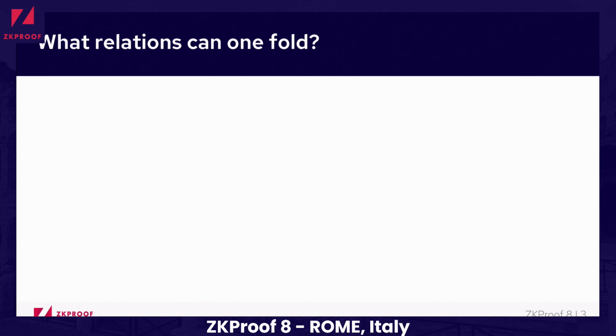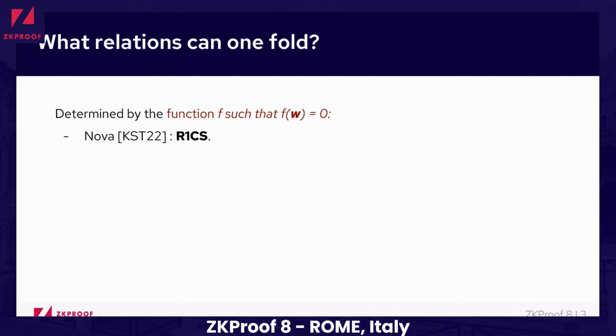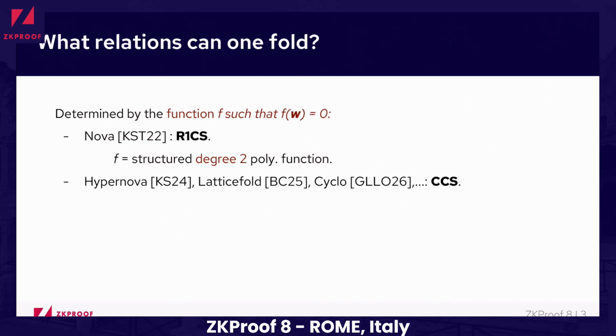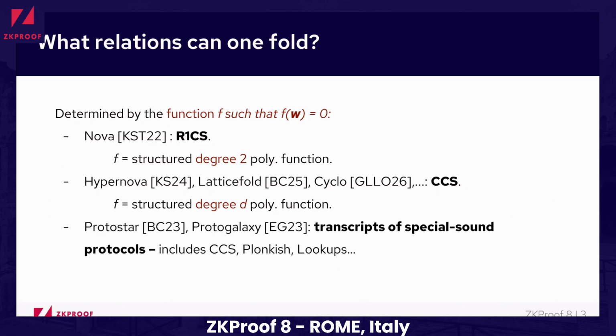So what relations can we fold? Essentially, as I just said, this is determined by this function f. In the case of Nova, which was the first folding scheme, f is R1CS, a degree 2 polynomial that is structured. There are also some sum-check-based folding schemes like HyperNova, LatticeFold, Cyclo. They allow one to fold more expressive relations, in this case, structured degree D polynomial functions.